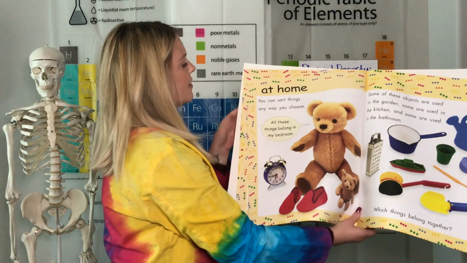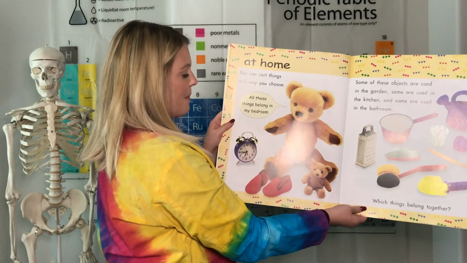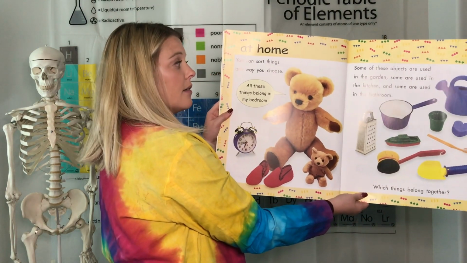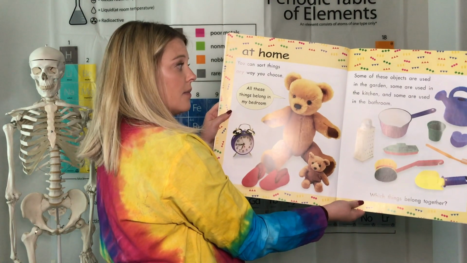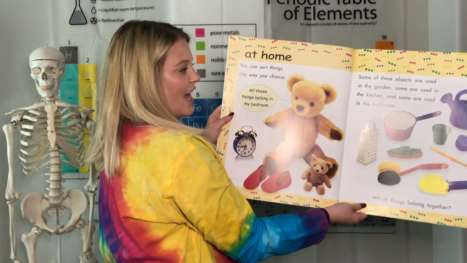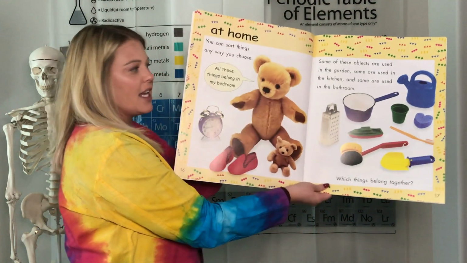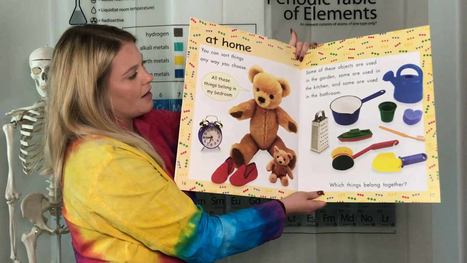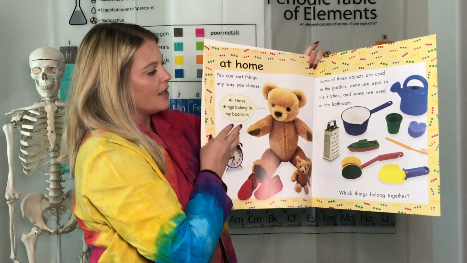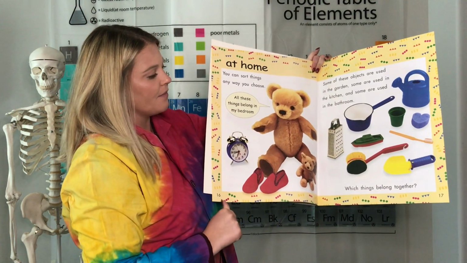You can sort things any way you choose. All these things belong in my bedroom. Some of these objects are used in the garden. Some are used in the kitchen. Some are used in the bathroom. Which things belong together? Scientists, do you see anything that belongs in the garden? Yeah, this watering can belongs in the garden. This little scoop or trowel belongs in the garden.